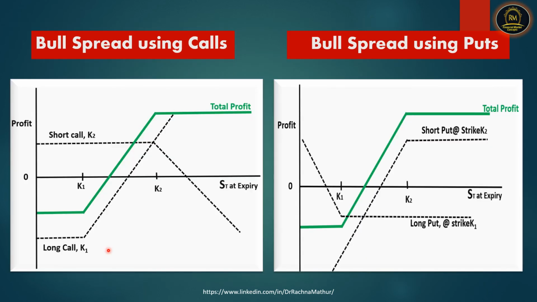This figure is very interesting, where I have taken both the call and the put used for creating a bull spread. If you see the total profit, you find the same figure, an inverted Z. The price goes up, it makes a profit, and then it stops. Here a long call means buying a call at a low strike and selling a call at a high strike, and it earns a profit. For puts, buying a put at a low strike and selling a put at a high strike also earns a profit.